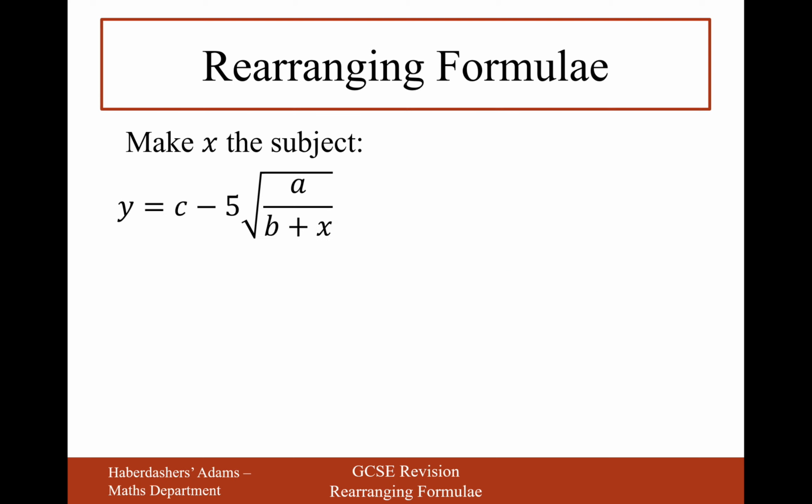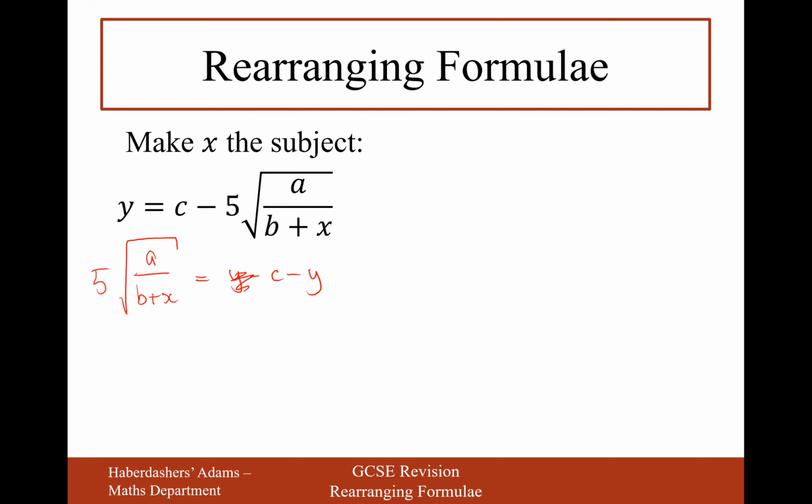Let's move on to the next one. So, first of all, I don't really like the fact that this whole expression here on the right-hand side has a negative symbol in front of it. So I'm going to add this onto the other side. And at the same time, I'm going to move the y onto the right-hand side. So it's going to be 5 brackets a over b plus x equals c minus y. So I've subtracted the y onto the right, and I've added this negative thing onto the left.